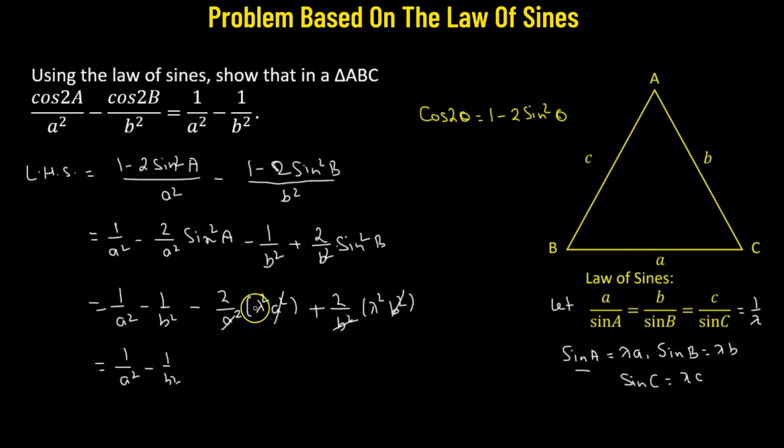So this is simply negative 2 lambda squared added to positive 2 lambda squared, which adds up to give us 0. So we are finally left with the result on the right hand side. So we have successfully shown that the left hand side of the expression equals the right hand side, hence proved.